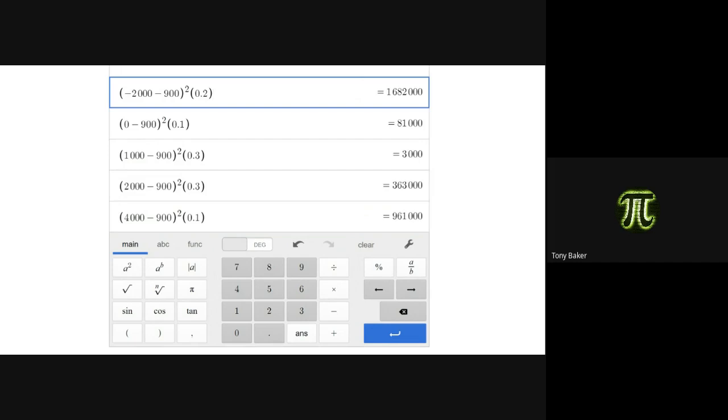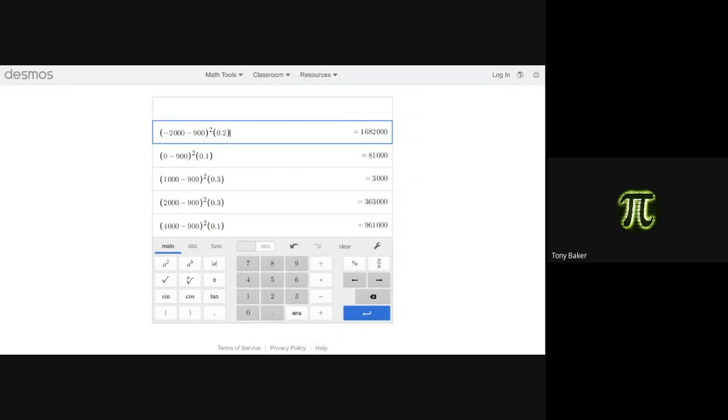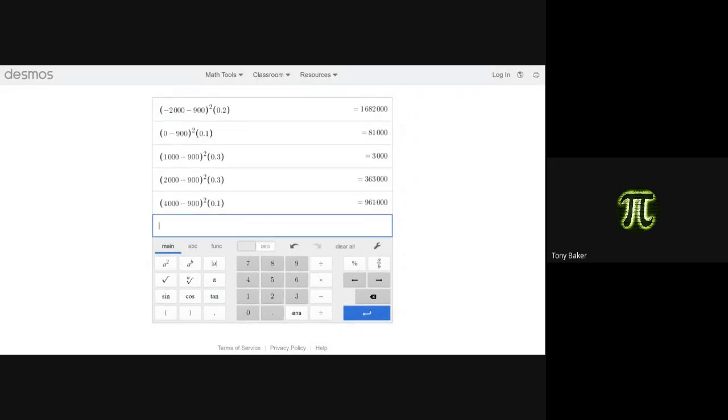So it's the value, I know it's a lot of steps, minus the mean squared times the probability. So value minus mean, or expected value, depending on how you want to remember it, squared, times the probability. So that's how I got negative 2,000 minus 900 squared times 0.2. This is how we figure out our standard deviation again.